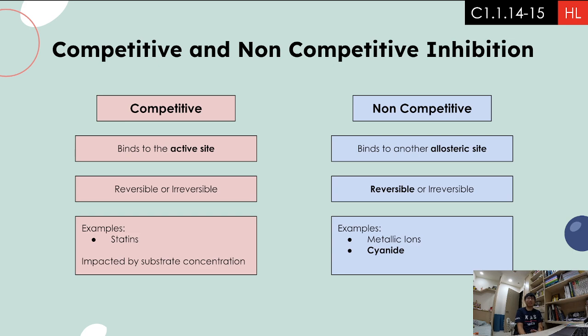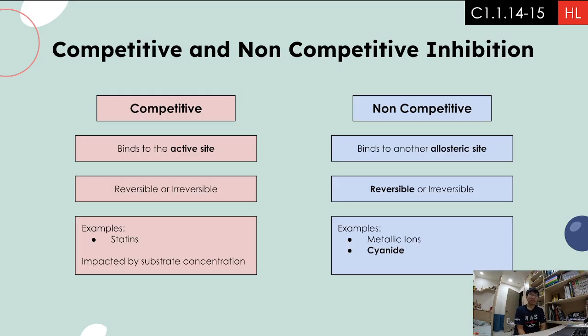So statins are for people that have cholesterol problems. What statin does is it competitively inhibits the reaction that occurs to create cholesterol for those people. It's a drug that doctors give. And this is impacted by substrate concentration because the more substrate you have, the less chance that these competitive inhibitors can go fit in the active site before the substrates, right?